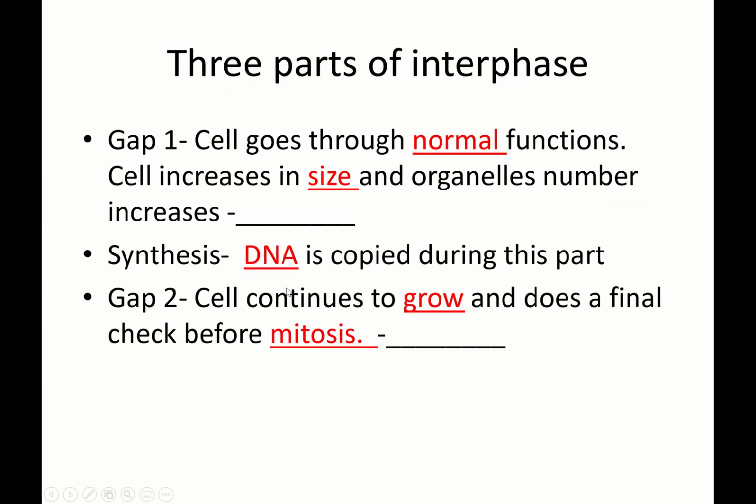After interphase, we get into the specifics, really. So we have gap 1, synthesis, and gap 2. So gap 1, the cell's going to go through its normal functions. The cell's going to increase in size, and its organelle numbers increase. So it's being normal, it's growing, and I like to remember that right here. So when I think of gap 1, I match it with grow. So gap, grow.